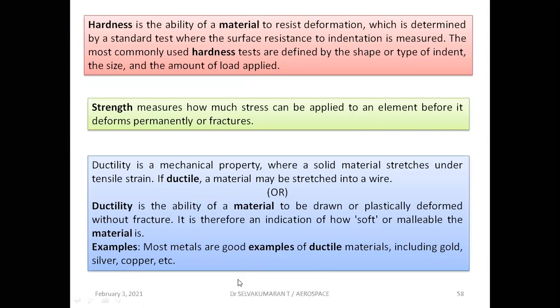Ductility is a mechanical property where a solid material stretches under tensile strain. If ductile, a material may be stretched into a wire. Or in other words, ductility is the ability of a material to be drawn or plastically deformed without fracture. It is therefore an indication of how soft or malleable the material is. Examples of ductile materials are gold, silver, copper, etc.